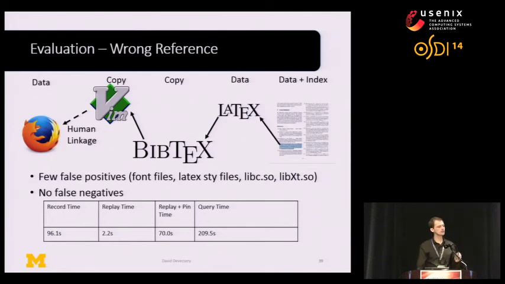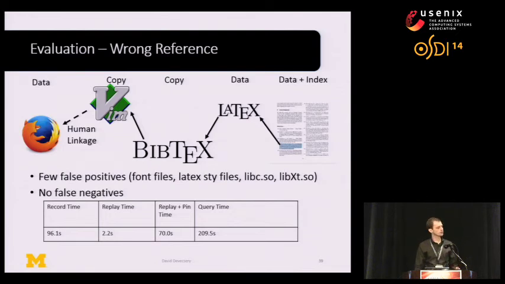Now, Arnold has a few false positives here. It finds some font files, some LaTeX style files, and some shared library files. These are all very easily trimmed. They're clearly system files. And Arnold finds no false negatives. It identifies the data that we want and no less.